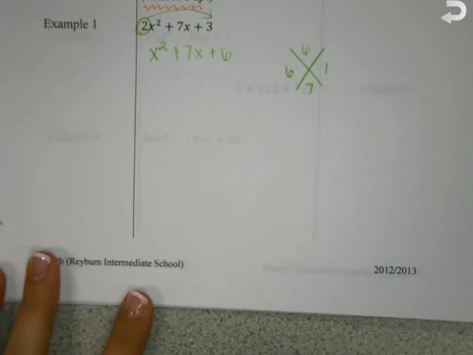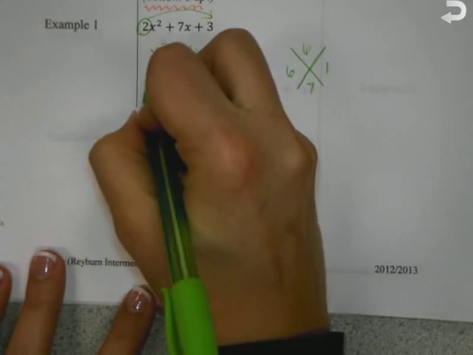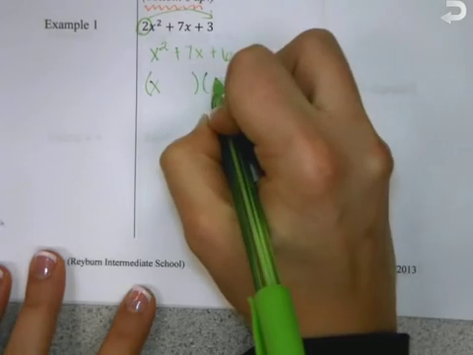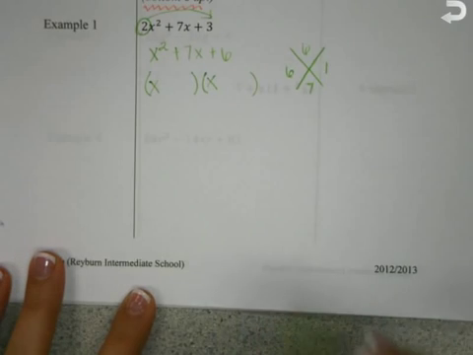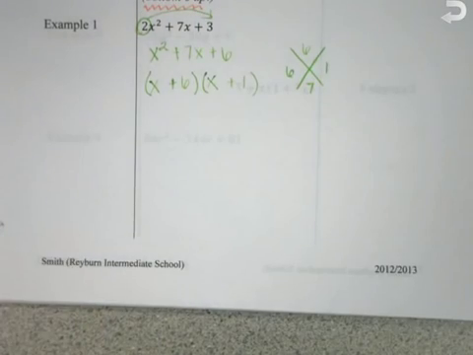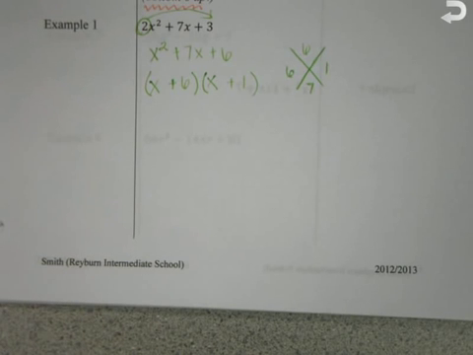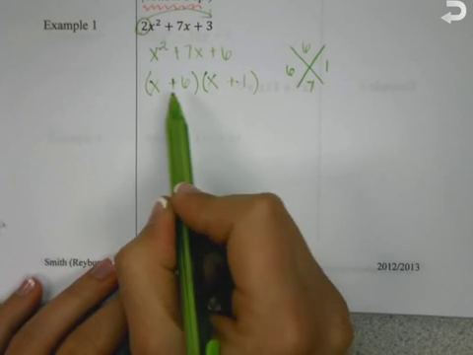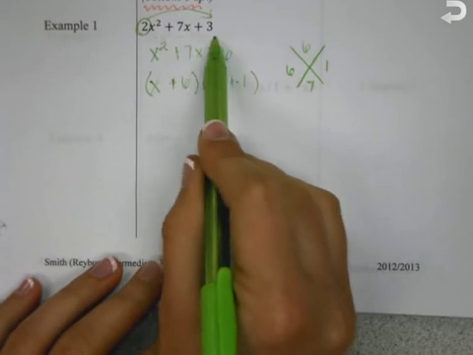So I set up two parentheses. x and x go in there because that's how I get x squared. And then we put plus 6 and plus 1. Okay, am I finished? That was only step 3. There are 6 steps. Because if I were to check this using FOIL, would I get this guy as my regular answer? No. Definitely not, right?